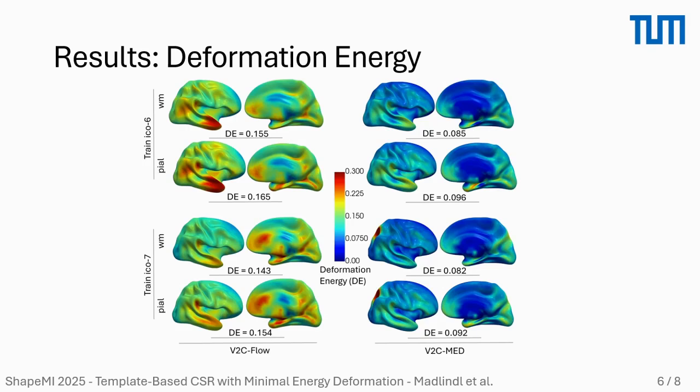Here we plot the vertex level deformation energies across the training set. On the left we have V2C Flow, on the right we have V2C MED. These energies have been projected and colorized onto the template meshes, and we can see a drastic improvement here.